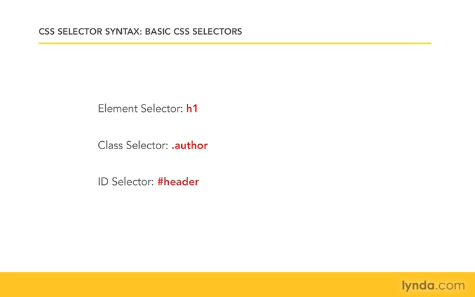Next up, we have class selectors. In this case, you can see I'm representing that with .author. Class selectors target anything with that particular class attribute, and notice that they're preceded by a period. After that, they have to be named exactly the same thing as the class attribute on your page, and capitalization and spelling most certainly counts.